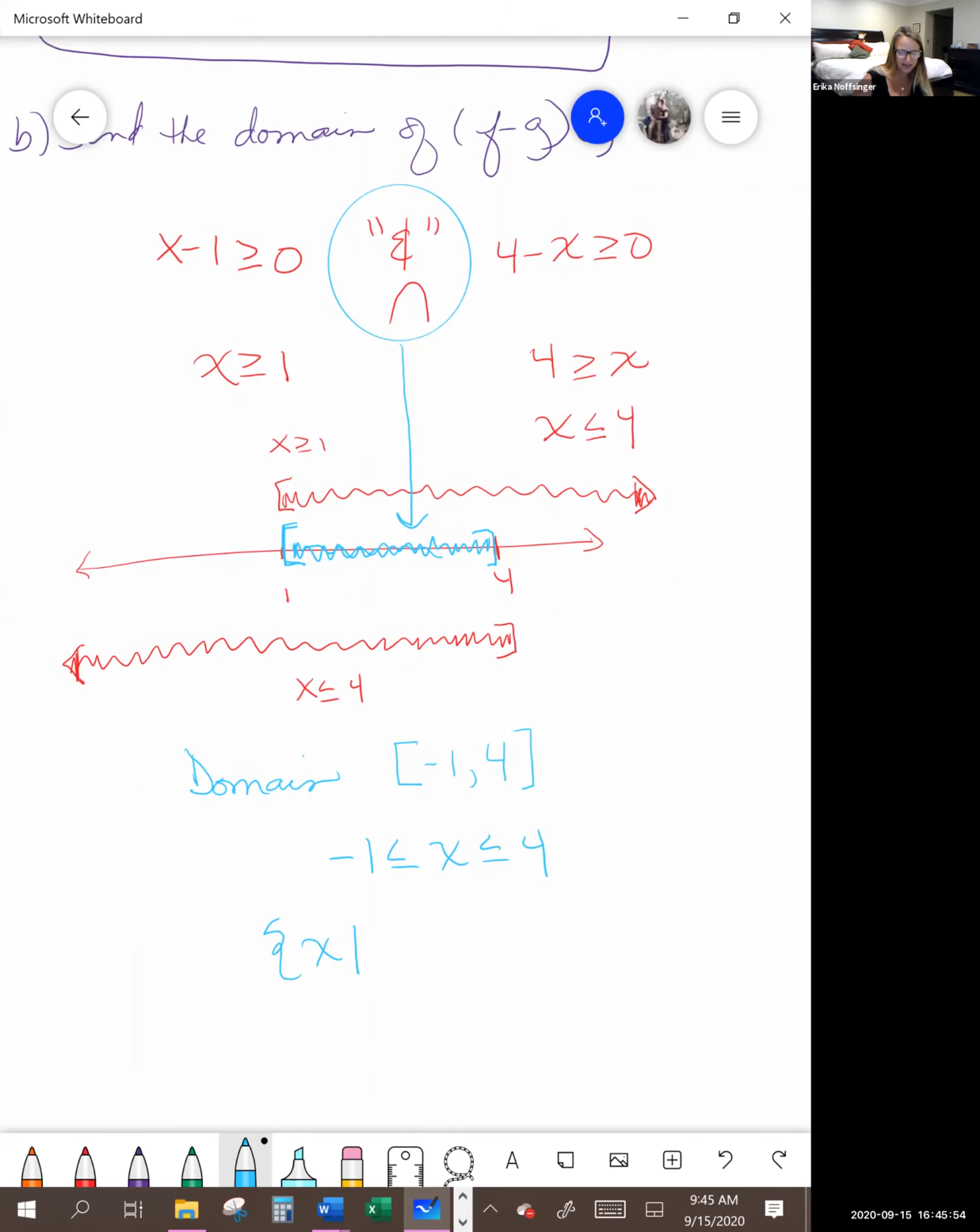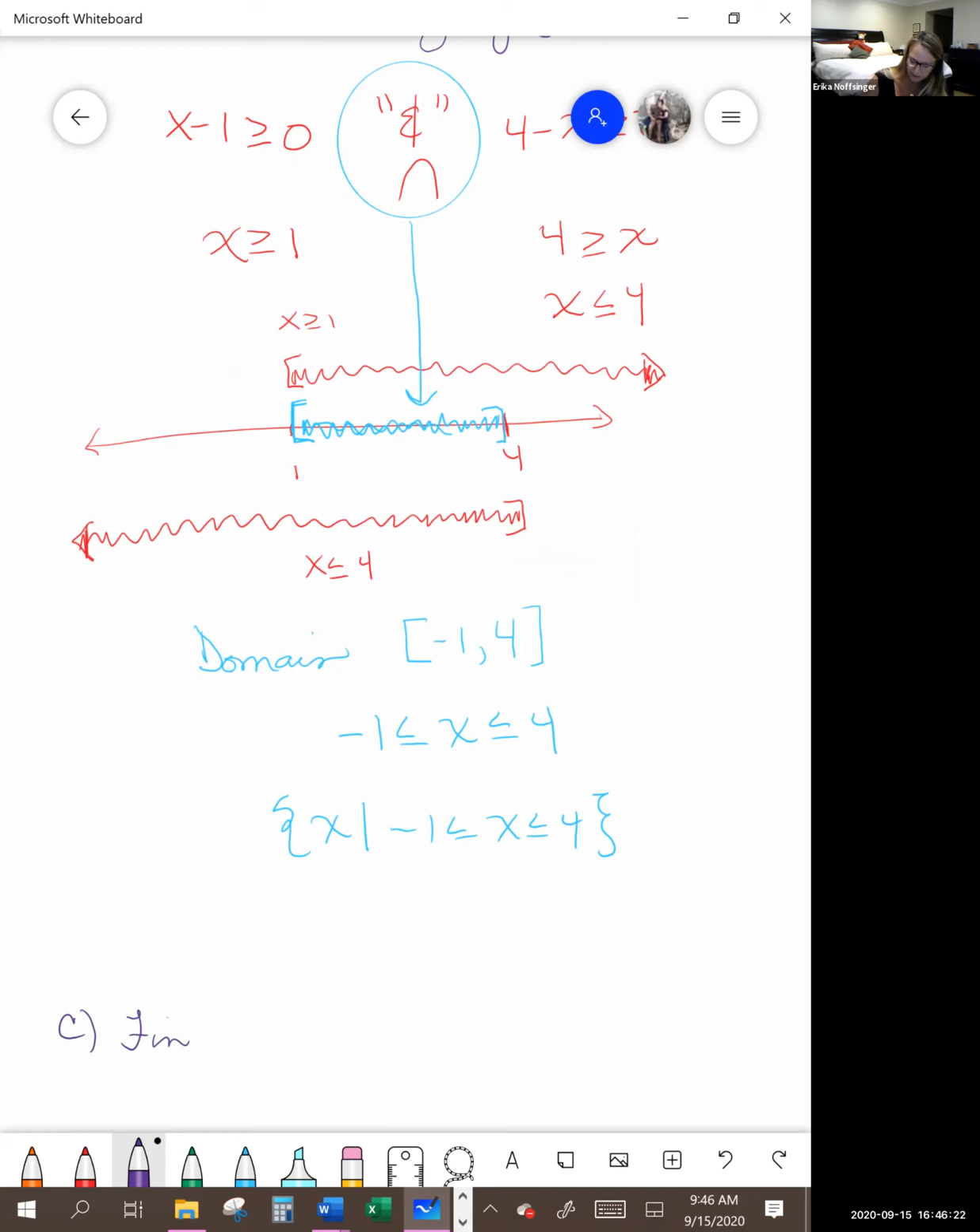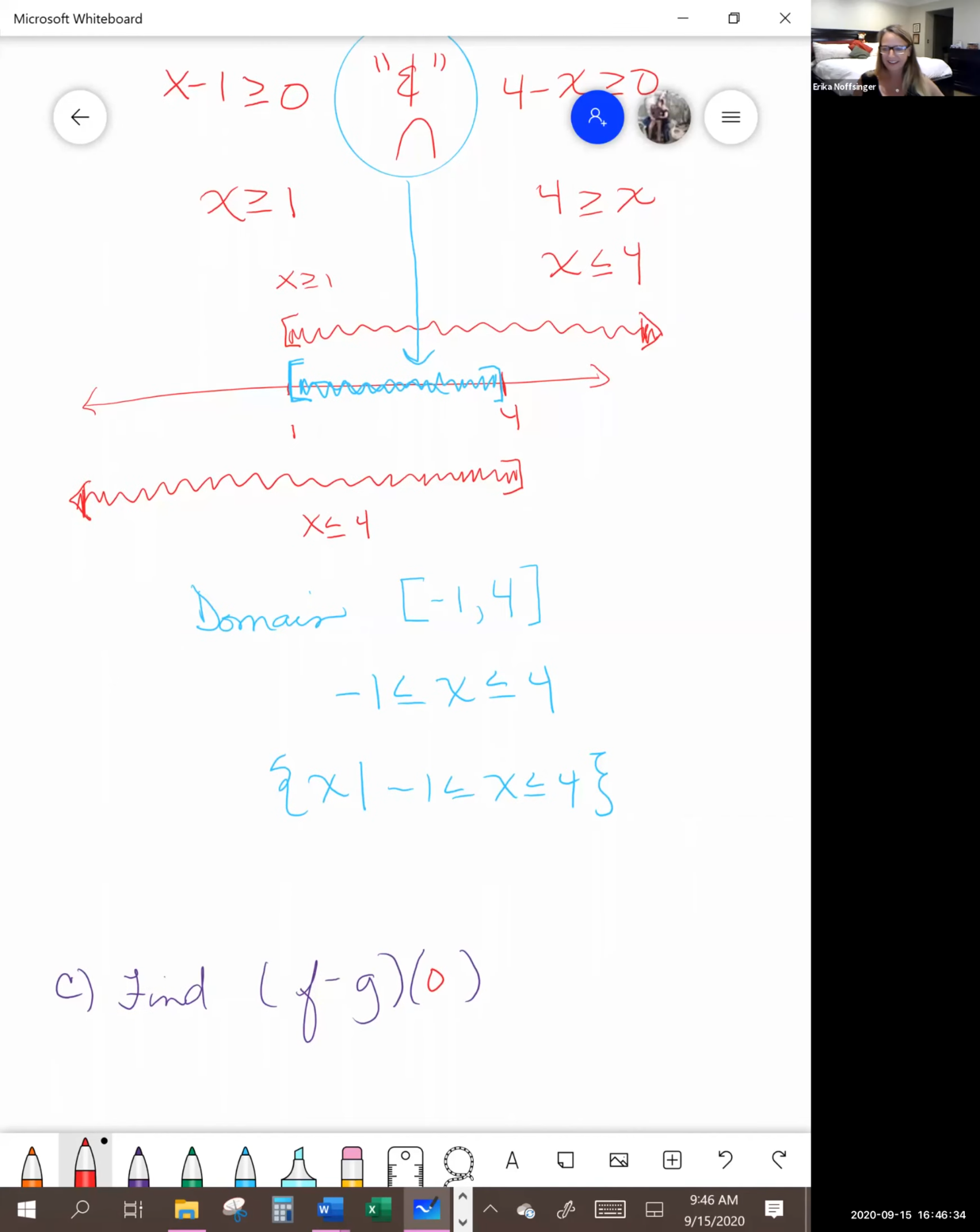Just so that I touched on it, if you had a number there, so let's say part C was find f minus g of 0. Isn't it 1, not minus 1? Right. Where is the minus 1 coming from?